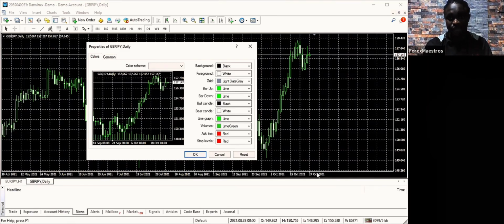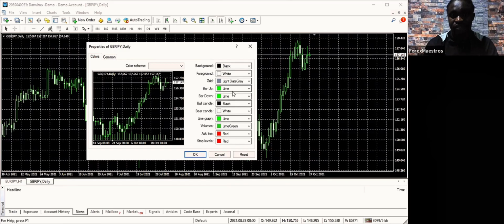We're in October, so our chart is up to date. It will show you it is October. And then just to the right-hand corner, you see your prices. It says our foreground is white, which means the text on the black background is white. It says our grid is light slate gray. You can see the grid, these things that form small squares for us.